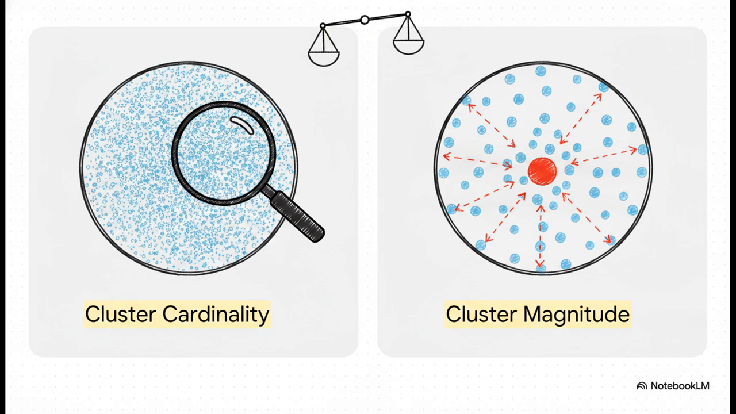If you add more points to a cluster, the total distance of those points to the center should go up, right? So if we plot these two metrics and spot a cluster where the cardinality and magnitude aren't growing together proportionally, boom, we know we've found an anomaly that needs investigating.